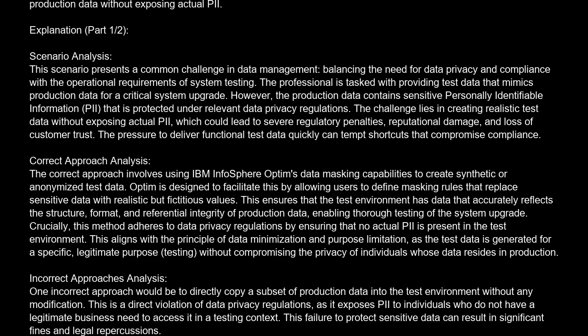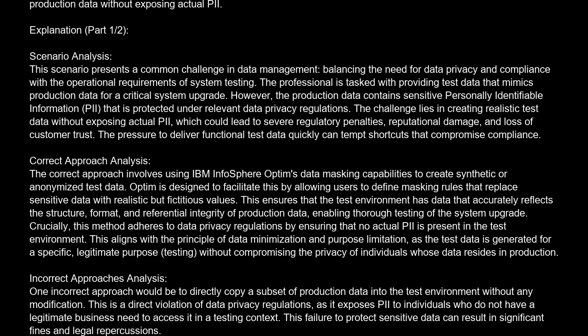The professional is tasked with providing test data that mimics production data for a critical system upgrade. However, the production data contains sensitive personally identifiable information, PII, that is protected under relevant data privacy regulations. The challenge lies in creating realistic test data without exposing actual PII, which could lead to severe regulatory penalties, reputational damage, and loss of customer trust. The pressure to deliver functional test data quickly can tempt shortcuts that compromise compliance.